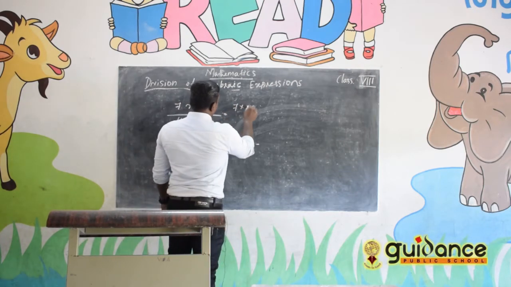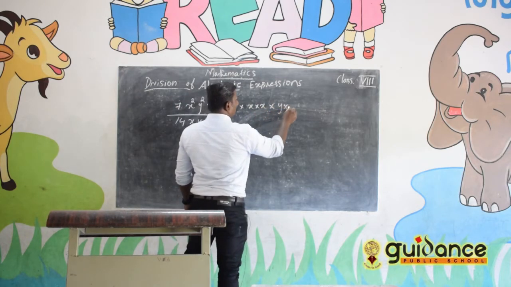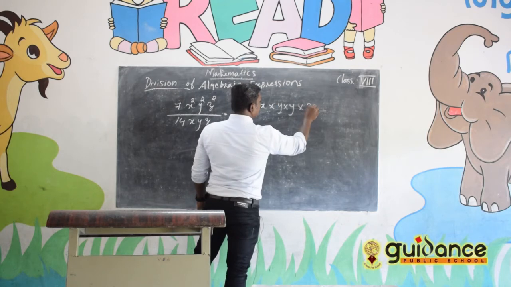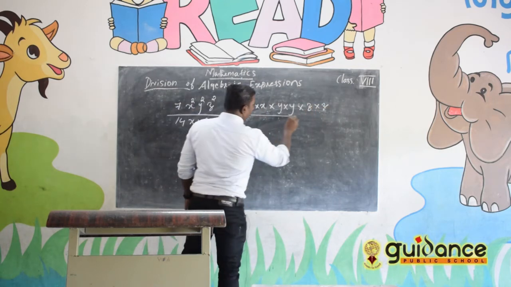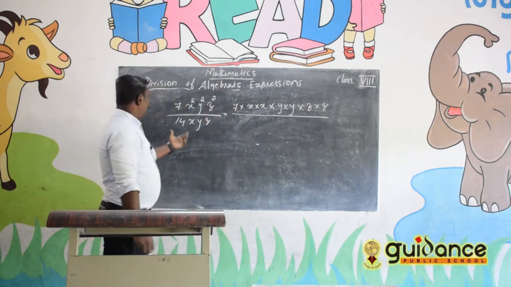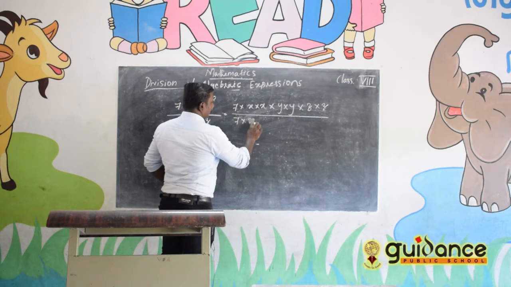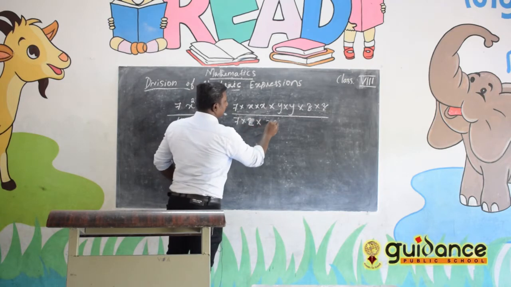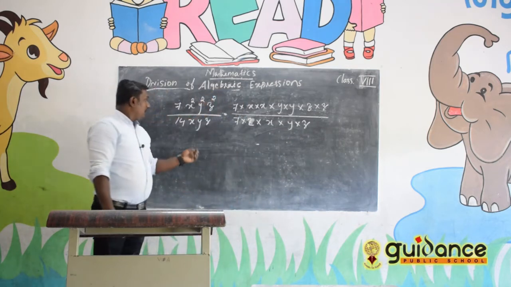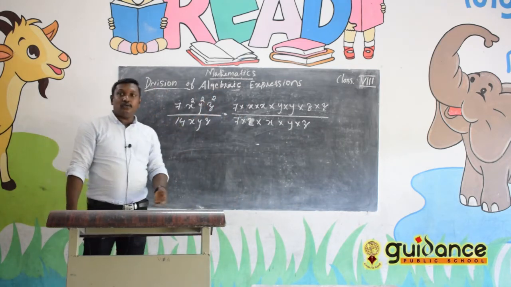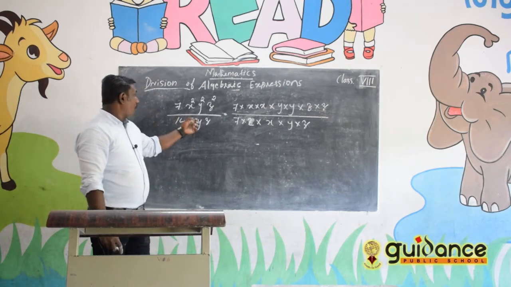7 into x square, x into x, y square is y into y, z square is z into z. Okay, the denominator, all divided by 14. How can we write 14? 7 into 2, 7 into 2 into x into y into z. So we know we can factorize. Factorize means we have to write as the product of the factors. So 14 into x into y into z.